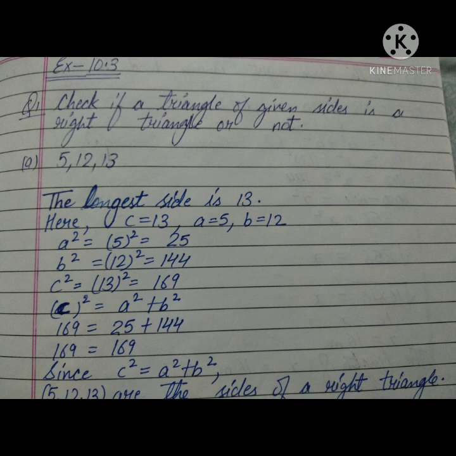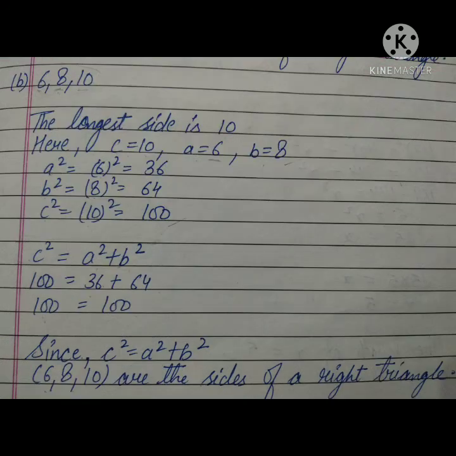When we add 25 to 144, we get 169. So 169 is equivalent to 169. So since C square is equal to A square plus B square, 5, 12 and 13 are the sides of a right triangle. Now in part B, 6, 8 and 10. The longest side is 10, so here C is 10 and the shortest side is 6. So A is equivalent to 6 and B is 8.